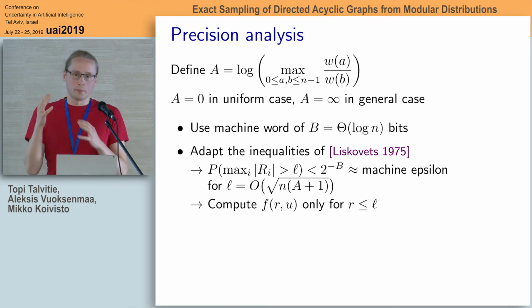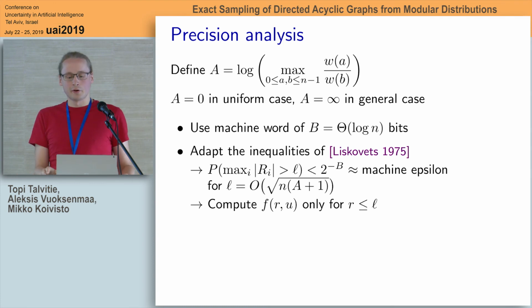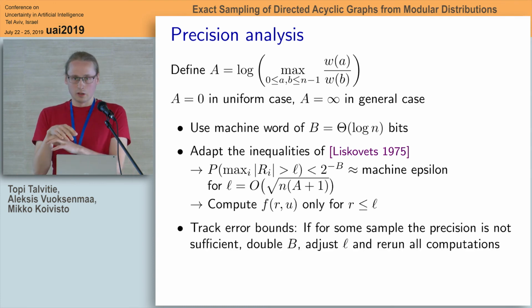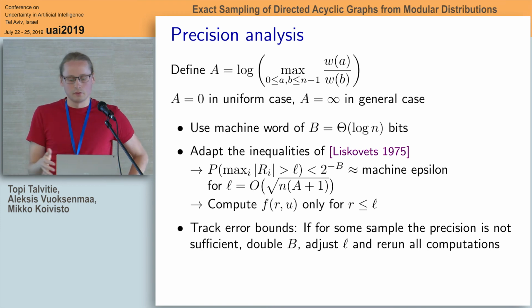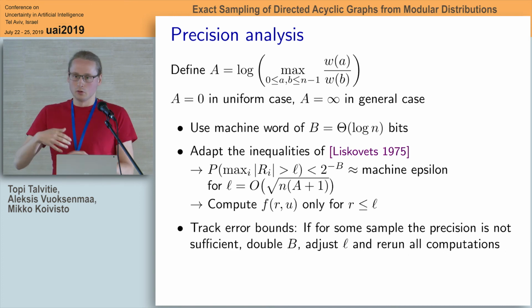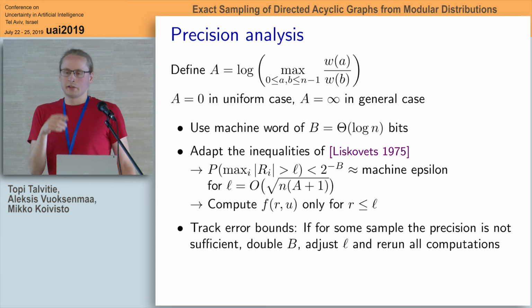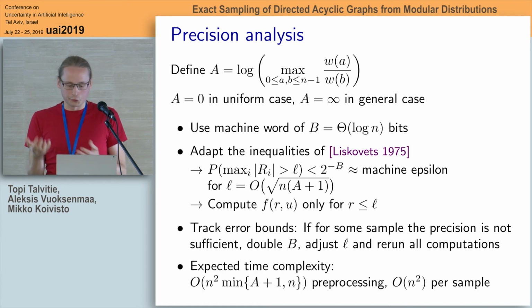But of course we want to be exact, so we don't want any numerical error. So there we can use the standard trick of tracking error bounds of the numbers. And if in the sampling phase we don't have enough precision, we have to double the number of bits and do everything again. But this happens very rarely if we set things right. So actually we can control the time complexity. So we get that the pre-processing time is n squared times the minimum of A plus 1 and n.